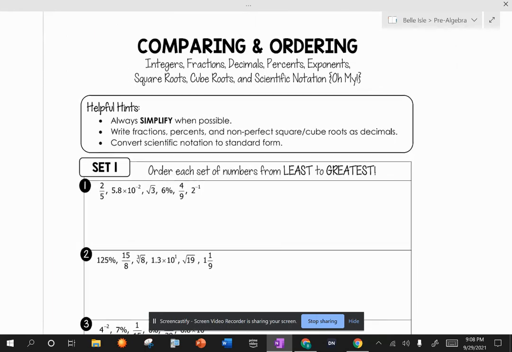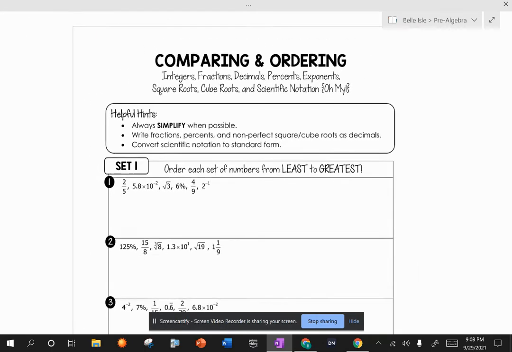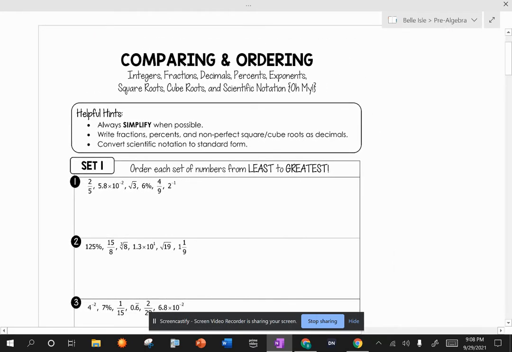Okay, guys, so we've been working with a bunch of different kinds of numbers: integers, fractions, decimals, percents, exponents, square roots, cube roots, and scientific notation. Now we're going to put them all together and look at all the different kinds of numbers at the same time, comparing them, and then being able to put them in order from least to greatest.